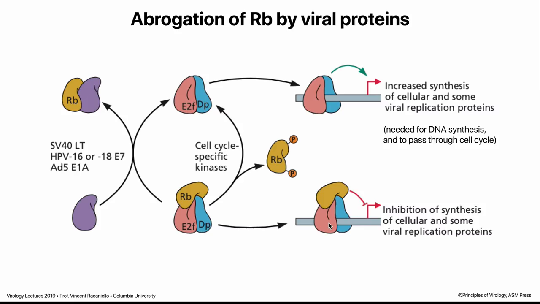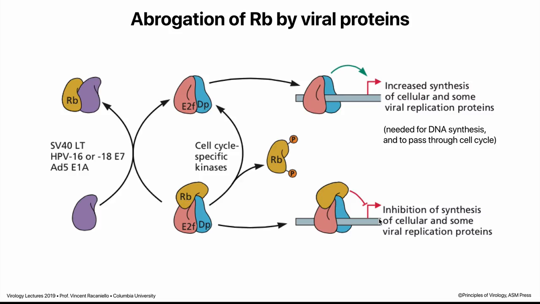So here we have RB bound. And remember from yesterday, the presence of RB recruits histone deacetylases, which take acetyls off the histones on the DNA, which are not shown here, and that inhibits transcription because it makes the DNA wrap tightly around the histones. So the presence of RB on this E2F factor inhibits cell division because it blocks the promoters that drive genes that are needed for cell division, DNA synthesis, etc. All right, so RB is why most of our cells do not divide.